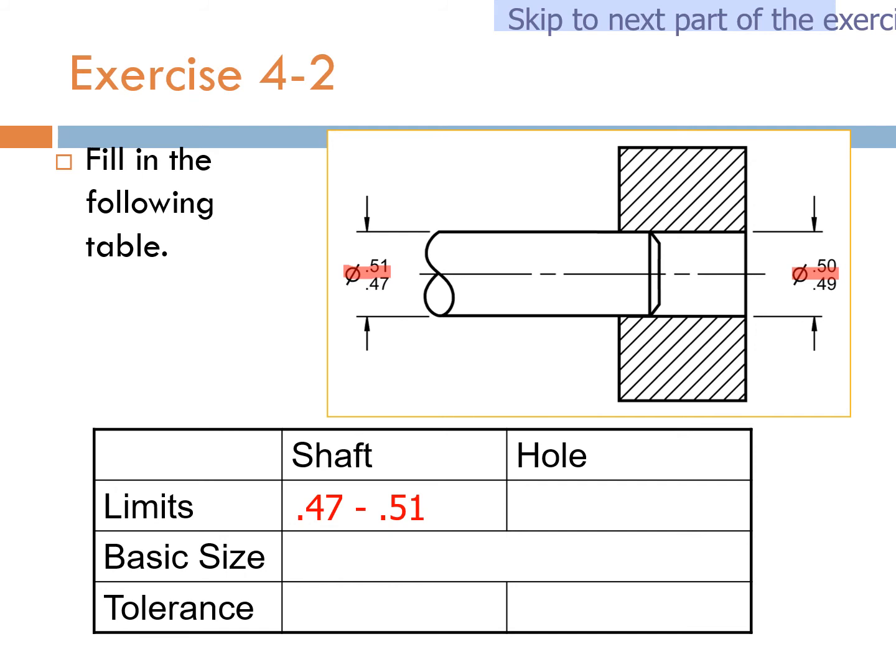The limits that we have, if the shaft is 0.47 to 0.51, then the hole should be 0.49 to 0.50. And the basic size should be 0.50. What about the tolerance? The tolerance is the difference of the upper and lower value. So you subtract these two values, you're going to get these two, which will represent the tolerance. So these are the basic terminology that you should know.